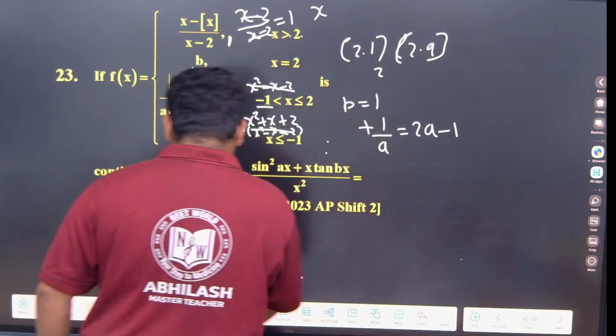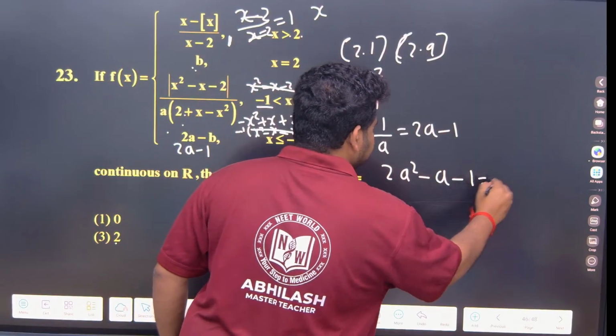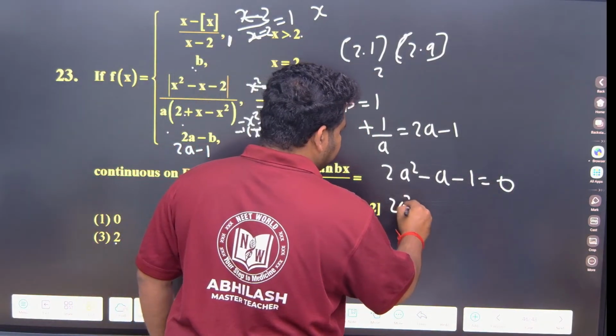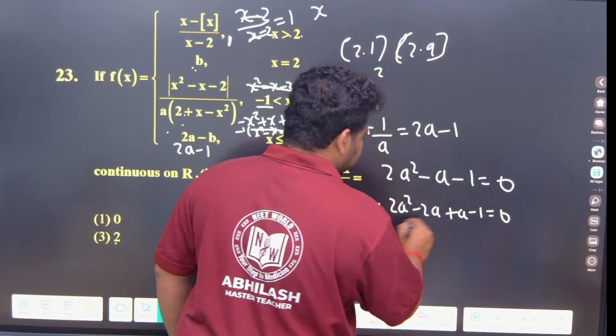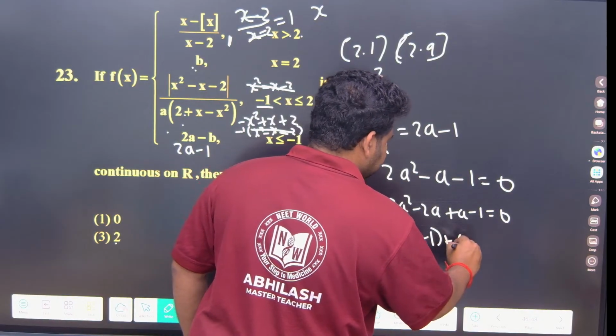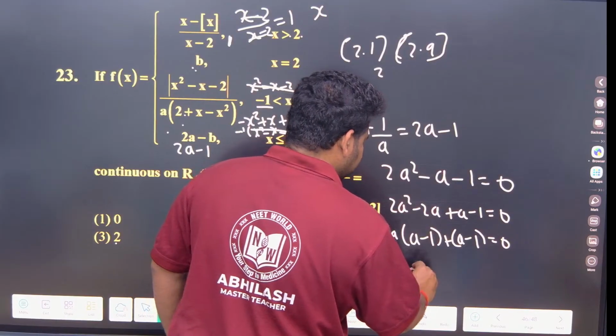Plus 1 by a means this will become 2a square minus a minus 1 is equal to 0. Now we can do 2a square minus 2a plus a minus 1 is equal to 0. So this would become 2a into a minus 1 plus a minus 1 is equal to 0. So a is equal to 1.